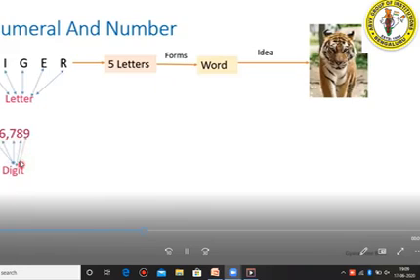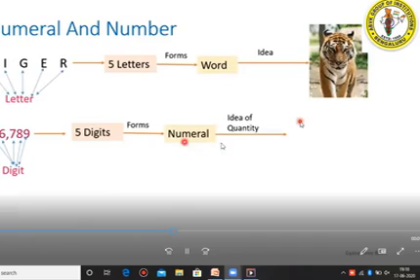56,789. Again you have 1, 2, 3, 4, 5, so this is also a 5-digit number. Before, in tiger, it was letters; now we have taken numbers. In the alphabet we say letters, and for numbers we say digits. This 56,789 also forms a number which is called a numeral. This 5-digit number forms a numeral.